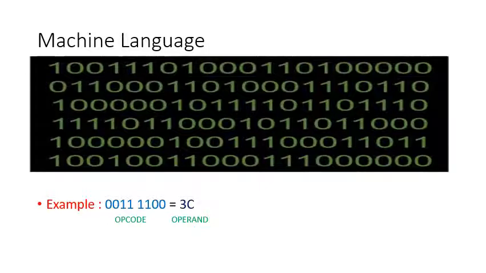For example, if we take a combination of 00111100, then it will be equal to 3C. So this 00111100 is called the opcode. This 00111100 is called the machine language, which is being used.